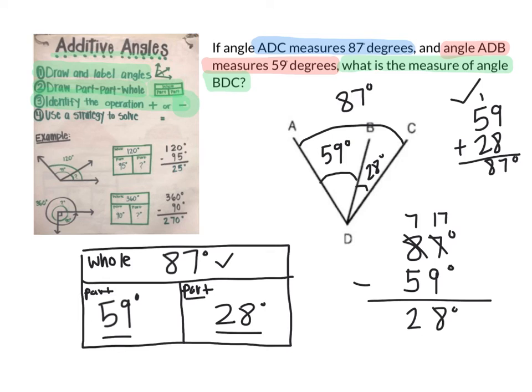All right, so we have solved our first additive angles question. We were given our total and a part. We subtracted our part from our whole to find our missing part. Remember, while we're solving these problems, to use everything you already know about angles to help you solve. Go ahead and watch the next video, and we're going to solve a problem together.